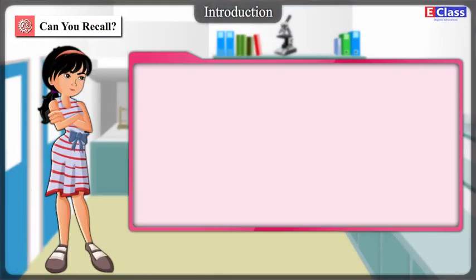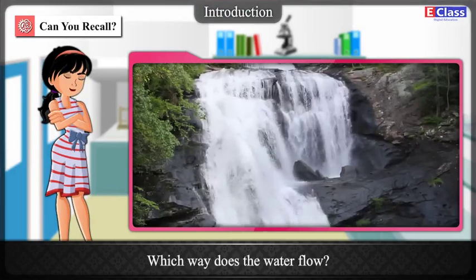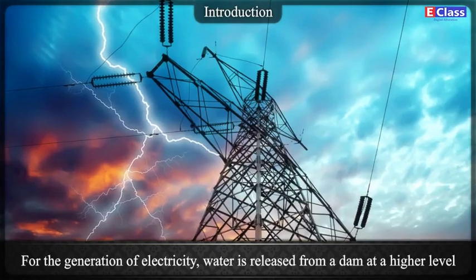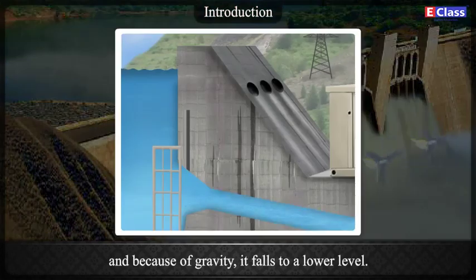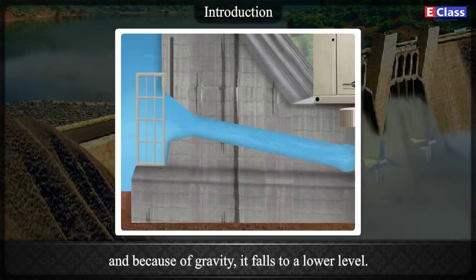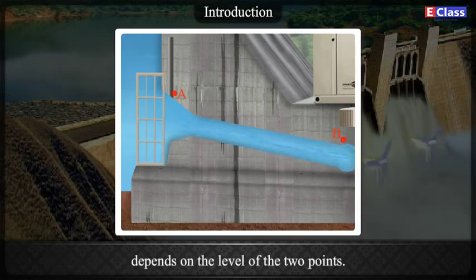Can you recall? You must have seen a waterfall. Which way does the water flow? For the generation of electricity, water is released from a dam at a higher level and because of gravity, it falls to a lower level. Thus, as we know, the direction of flow of water between 2 points depends on the level of the 2 points.